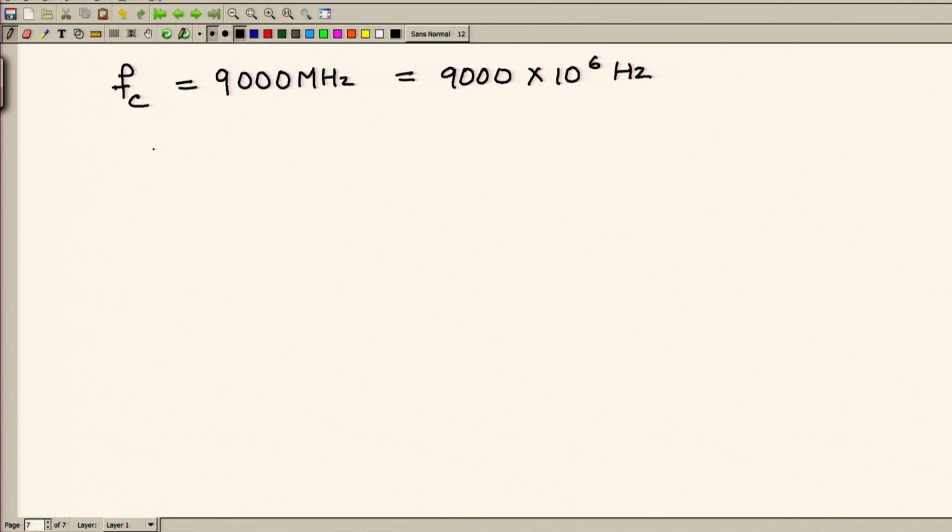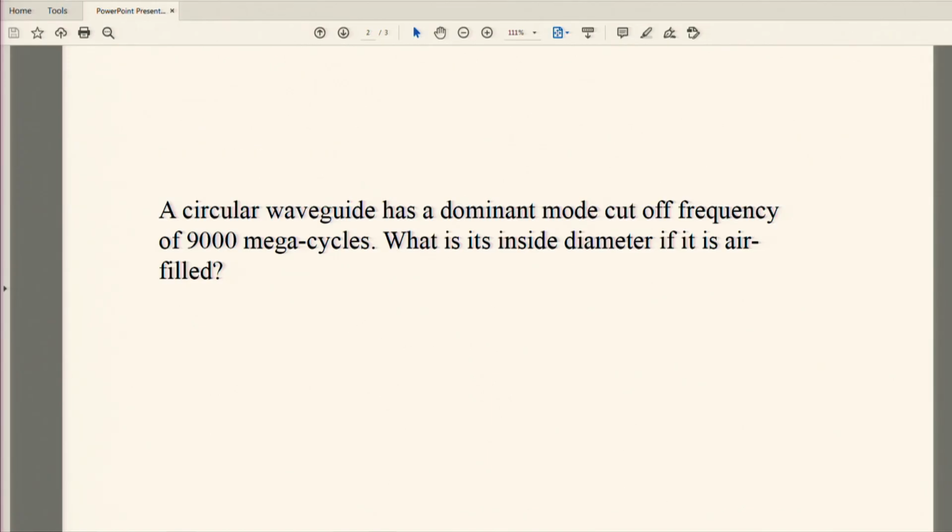So for circular waveguide, we have the dominant mode, and the dominant mode, we know, is TE11. So now we need to find out the inside diameter if the circular waveguide is air filled.